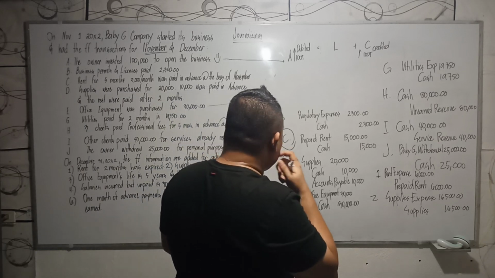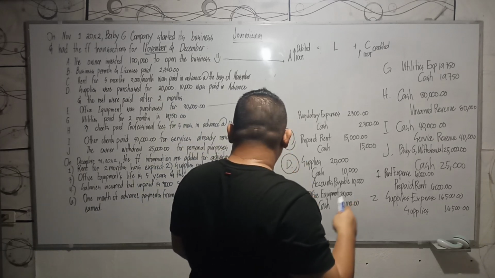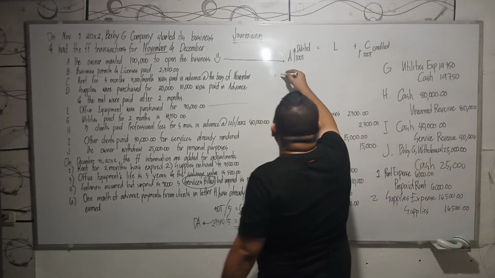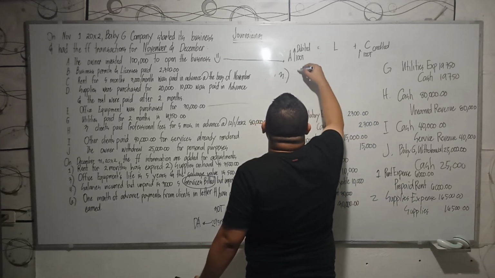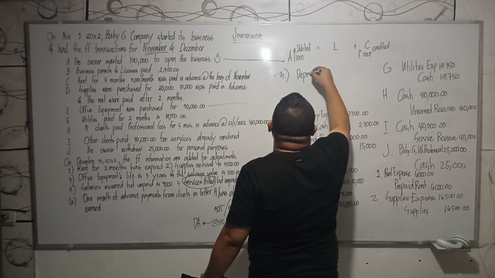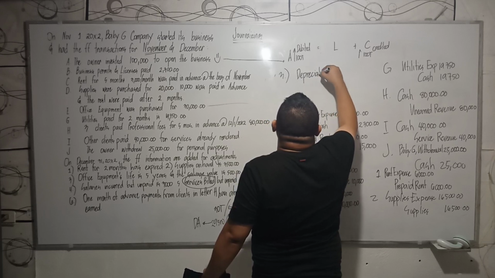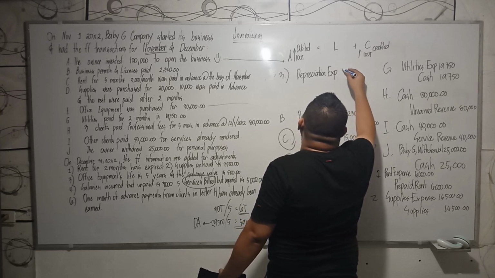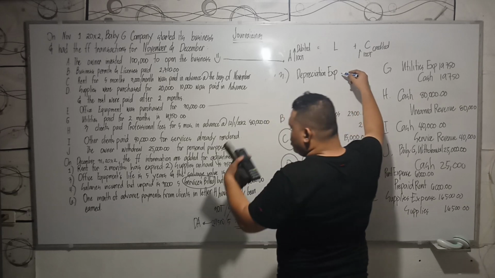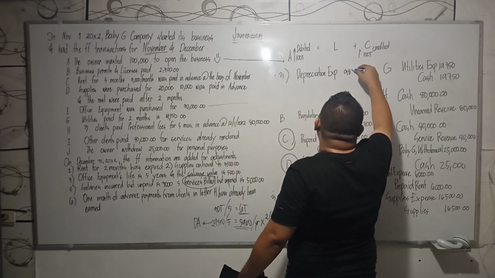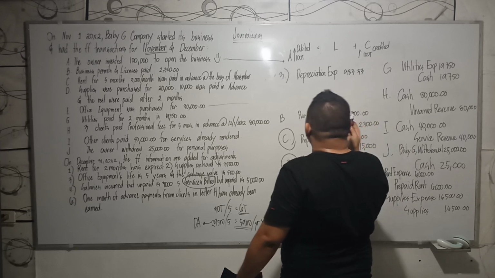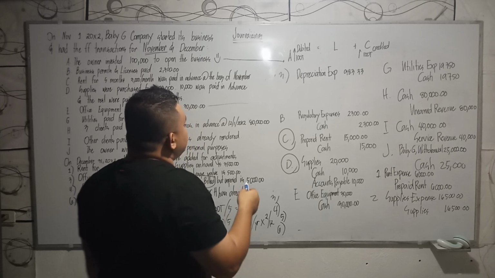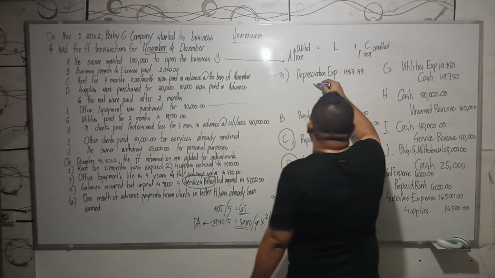So, how will you make an entry out of it? So, there is a twist in this one, in this number 3. So, number 3, your entry will be, it's very sure that there is a debit depreciation expense, or the expense because of using the office equipment worth 983.33. Okay? How about the credit? Of course, supposedly, the credit is the office equipment.